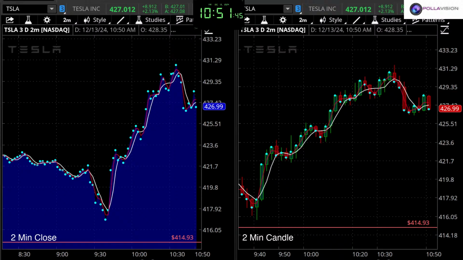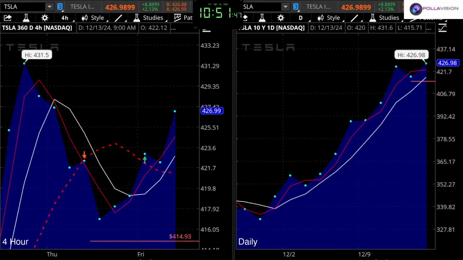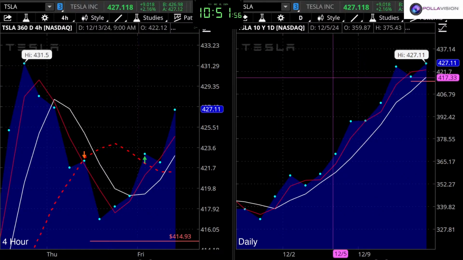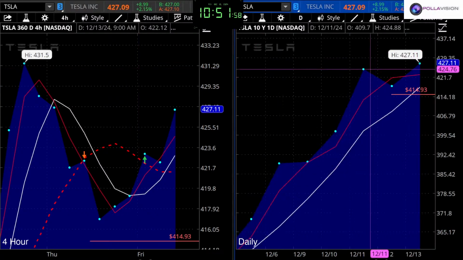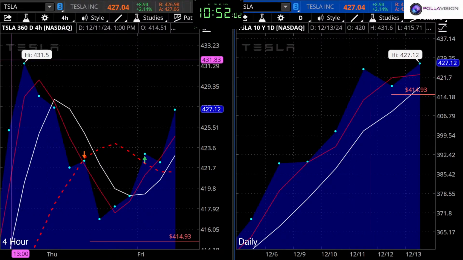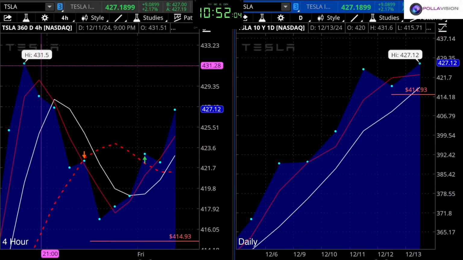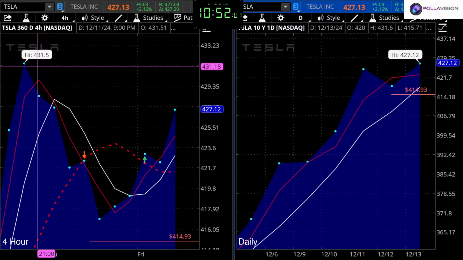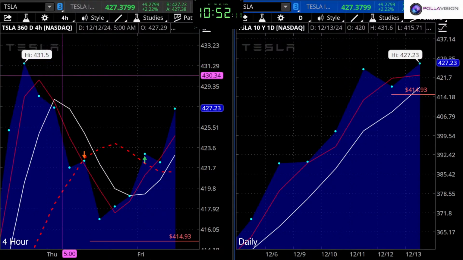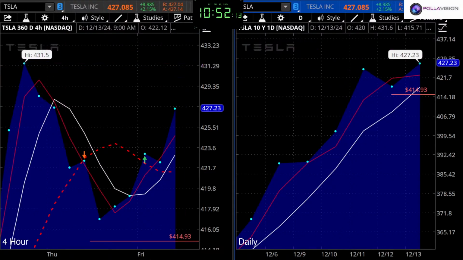We're going to look at a 4-hour and daily chart. What do we got going on here? 4-hour, daily. So we are day up. That's good. But on the 4-hour, the high was 431. That's because we have more resolution in the shorter time frame, and we're still good.